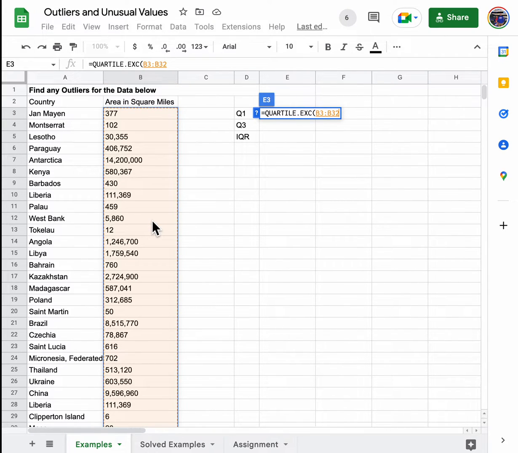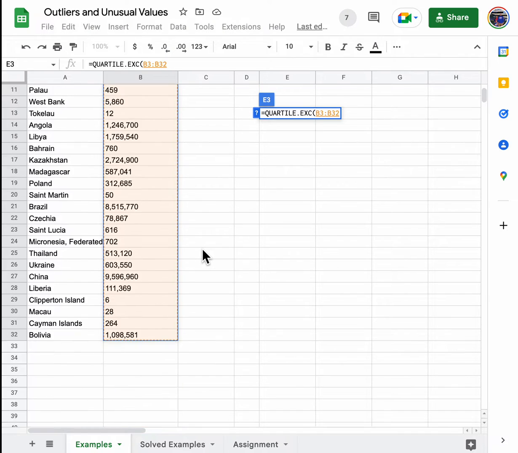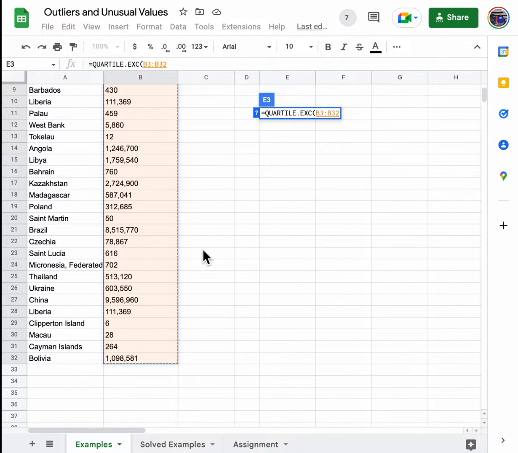Now it's a big chunky data set here, which is one of the reasons why we go to Excel. Some of the other examples I gave you could have easily been done by hand, but this would be a lot to type in. Even though it's only 30 or so values, some of them are 7 digits. So you type in QUARTILE.EXC. When you start typing quartile, the EXC part comes up. You click on it or tap on it. B3 to B32.